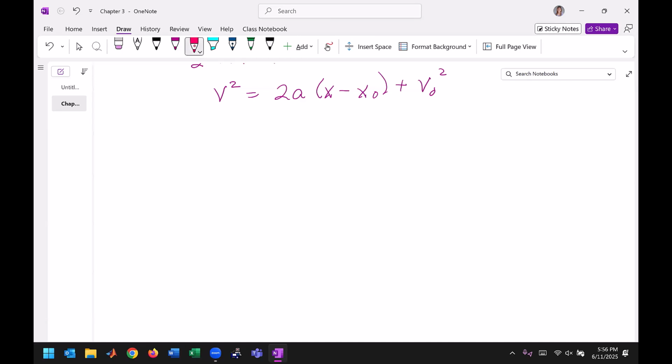Also, if we're going to dimensionally analyze this, we can do that. So we have meters per second, squared, and that's equal to 2, which has no dimensions, times a, which is in meters per second squared, and then meters minus meters is still meters, and then plus meters per second squared, meters per second. I'm going to write real slow so you can keep up.